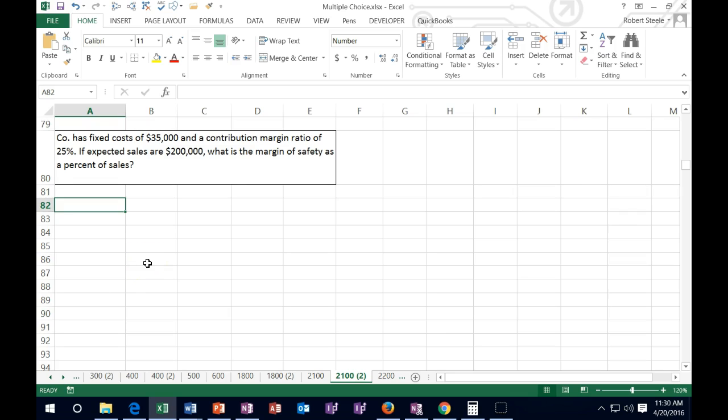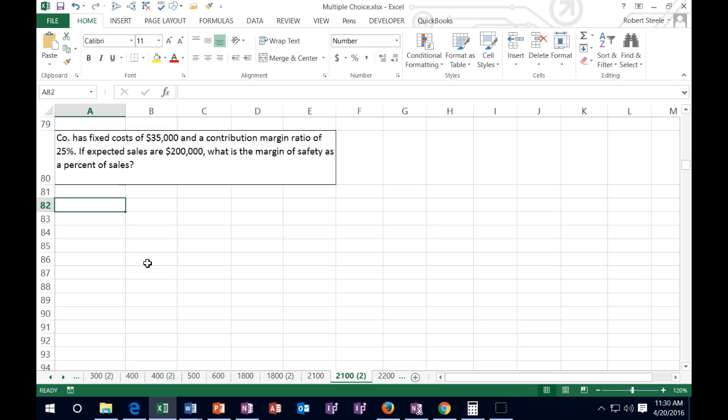Hello, in this lecture we'll continue on the test type problems, the smaller problems that could be in the format of multiple choice questions. We have a company with fixed costs of $35,000 and a contribution margin of 25%. If expected sales are $200,000, what is the margin of safety as a percentage of sales?